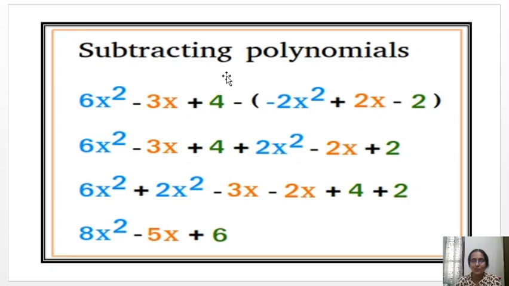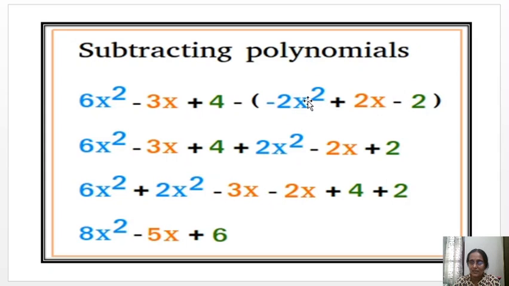Let us explore one more sum. Now 6x square minus 3x plus 4 minus, the whole expression has to be subtracted. There are 3 terms in this expression. Write the first expression as it is, 6x square minus, please note the color difference here, 6x square minus 3x plus 4. What is the next step? You have to change minus sign to plus sign here. Next you have to change the sign of each term in this expression.